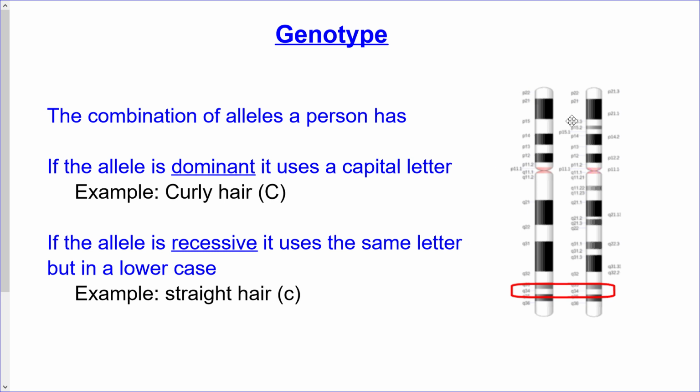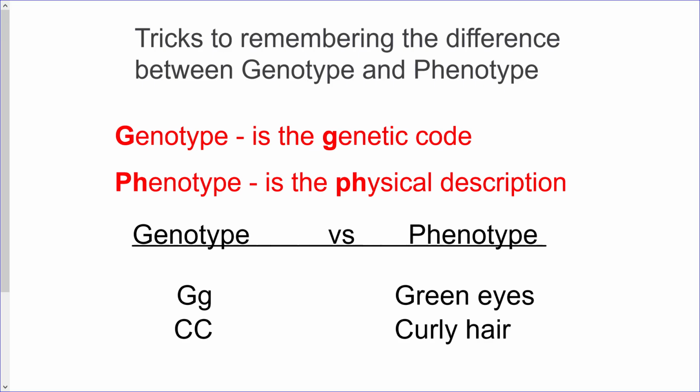On these two homologous chromosomes over here, there might be a difference between, let's say, this band right here and that band. So that could represent that you may have gotten a dominant allele from your mother and a recessive allele from your father. And then the combination of those two alleles is your genotype.